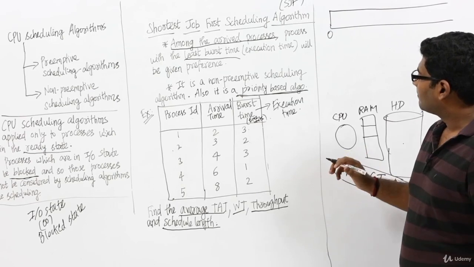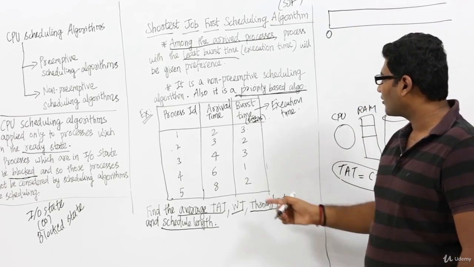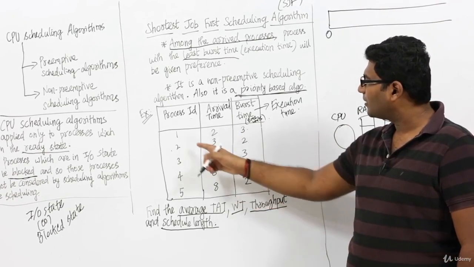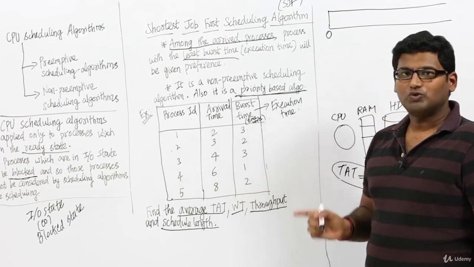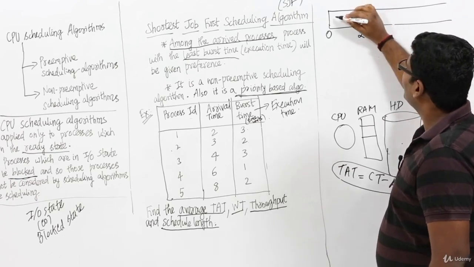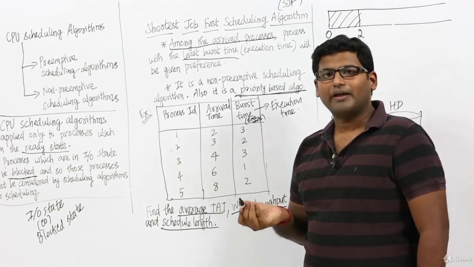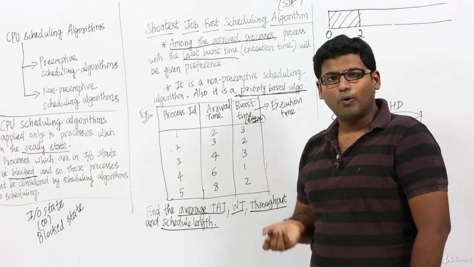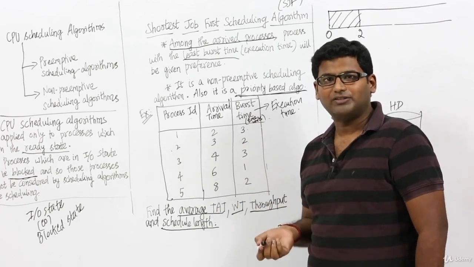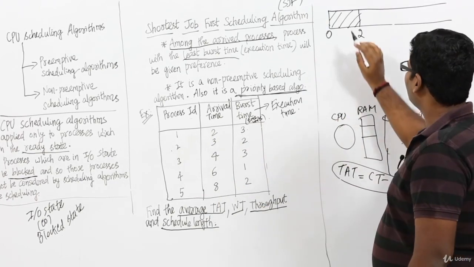Fine. Now see this. Now we have started at time unit 0. Has any process arrived at time unit 0? No process, right? The first process which arrived is P1, which arrived at time unit 2. So from 0 till 2, our CPU is idle. Our CPU is idle means our CPU is not executing any process because no process has arrived to the RAM. Only if a process has arrived to the RAM can our CPU execute it, right? Now, since no process has arrived till this time, we can say that our CPU is idle.